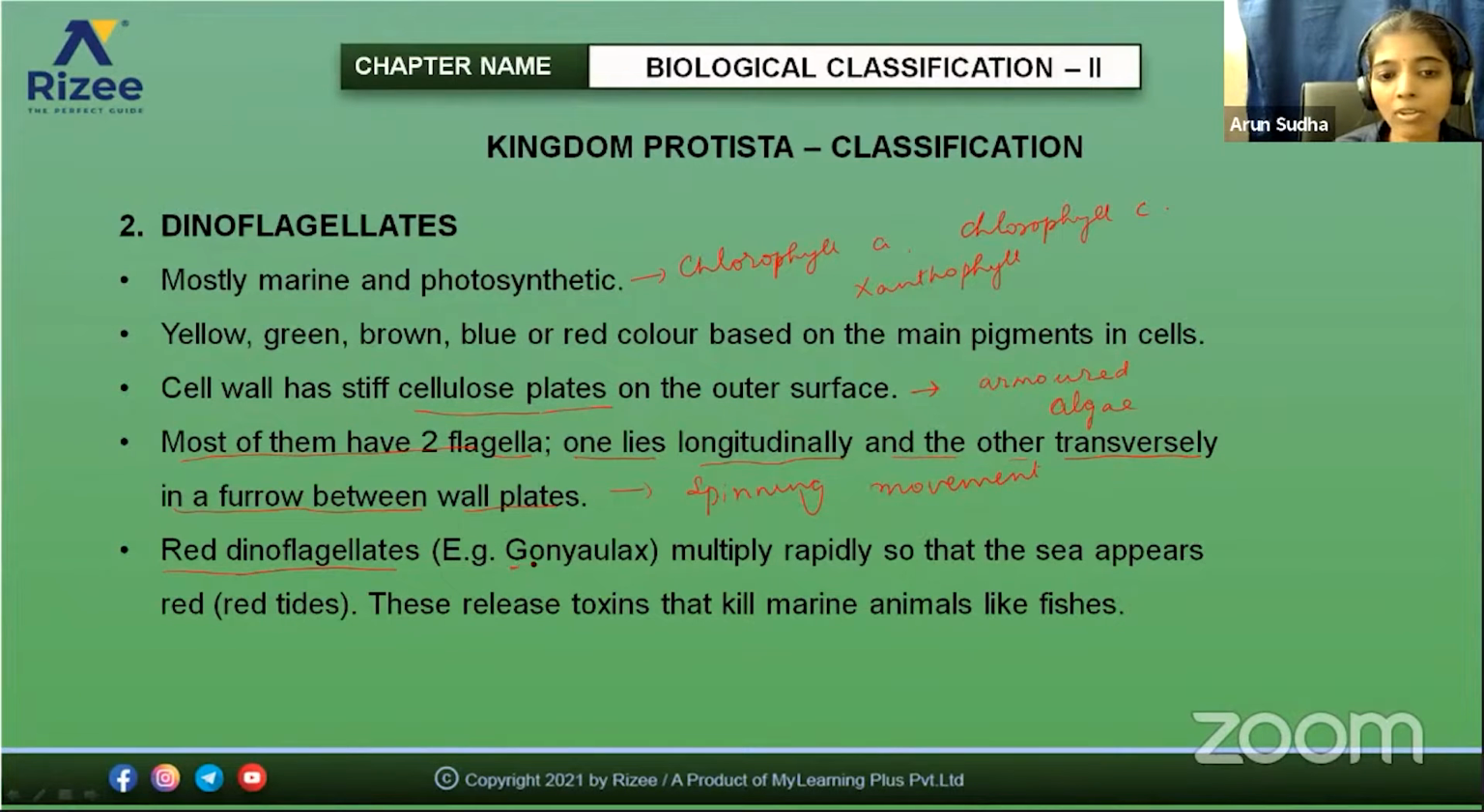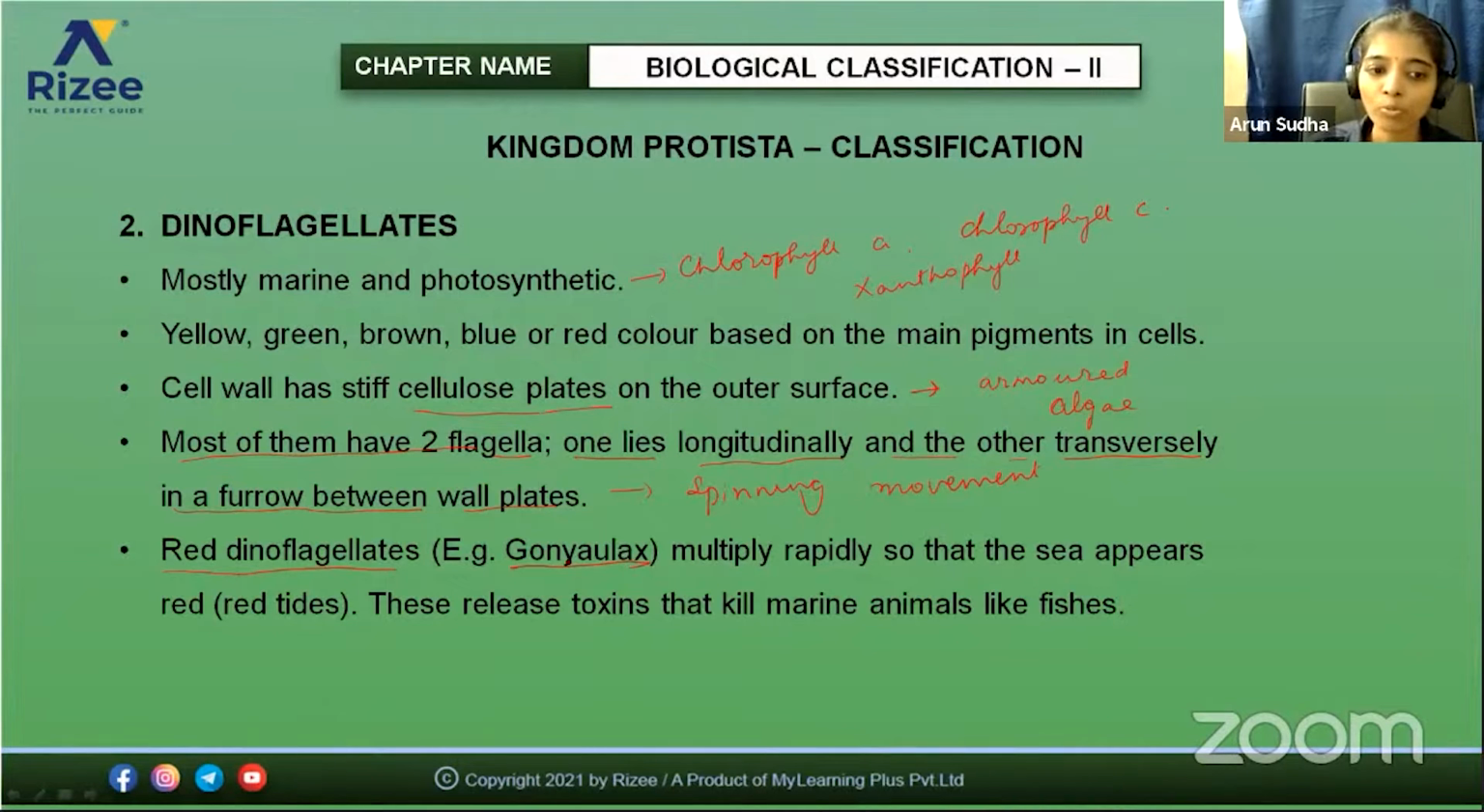An example is Gonyaulax. Gonyaulax is a type of dinoflagellate, and it multiplies rapidly. So there will be a rapid multiplication of this dinoflagellate. Sometimes you would have seen that in the sea there are red patches somewhere. You would have heard of it. The red patches are nothing but due to the overgrowth of these dinoflagellates. They give the red color to the seawater. So instead of blue water, the particular area in the sea will be red in color. That is due to the presence of these dinoflagellates.